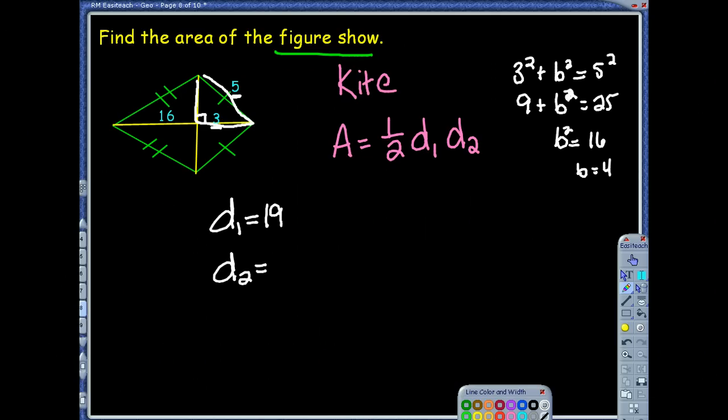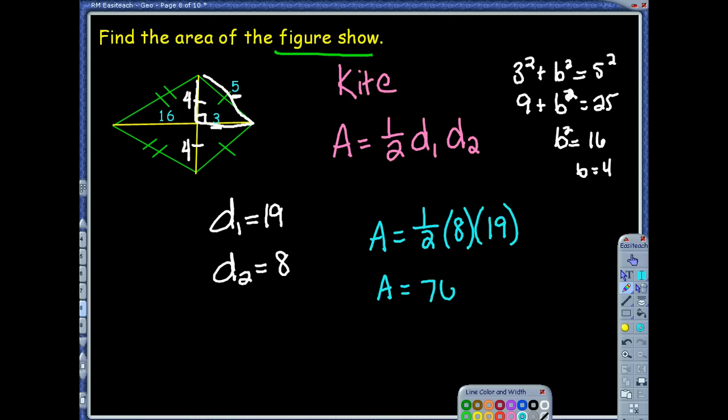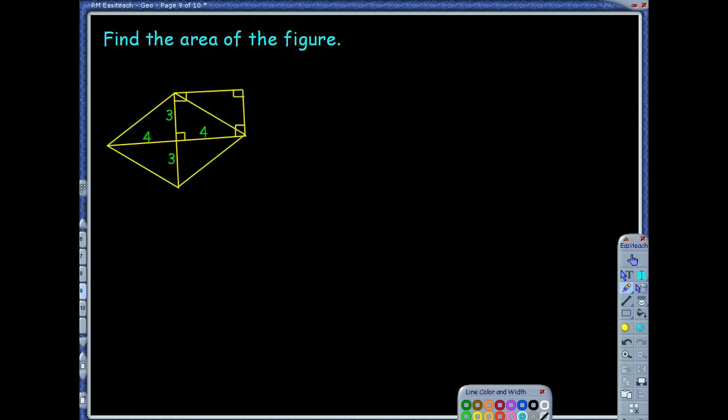So label that. Okay, and I remember from kites that one of the diagonals ended up being bisected. Mm-hmm. Okay, those end up being both 4. So that whole diagonal would be? It is 8. Great. So we're going to do area 1/2 times 8 times 19, or 19 times 8, whichever way you want to do it. And that ends up being 76. Awesome. So just applying these different formulas. We've got several different formulas for several different shapes.